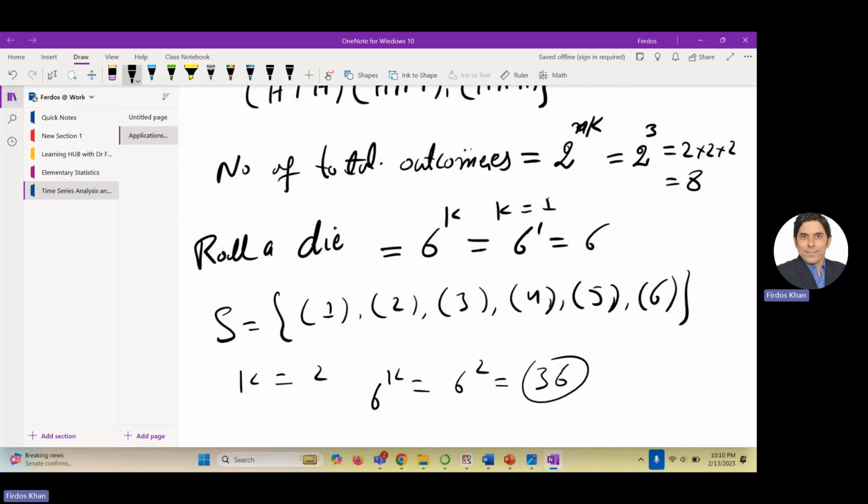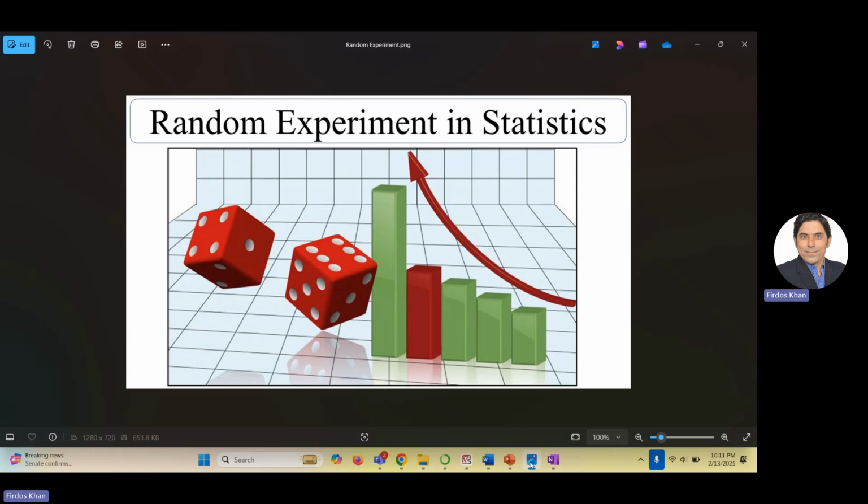So this is all about random experiment. That's what is meant by a random experiment, which is the basis for providing the values to the random variable. In the next video, we will talk about the random variable, which generates its values from the random experiment. And you will see, we will use the same example, and the random variable will take its values from the random experiment.